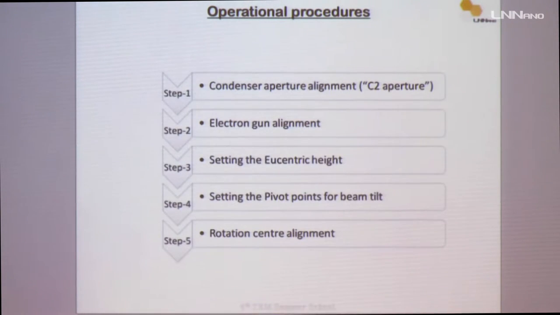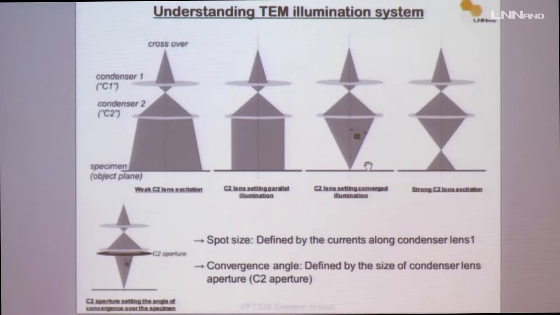So now we'll start doing the alignment process. As I said, we can do the alignment process in 5 steps. The first step is to align the condenser aperture, that's the C2 aperture. It's the first alignment step which we need to do. I think I have mentioned the C1 and C2 lenses to you.